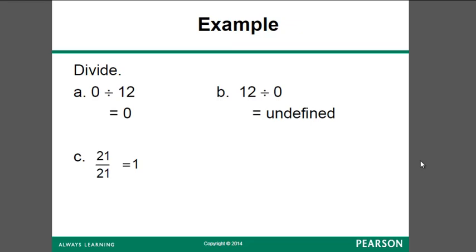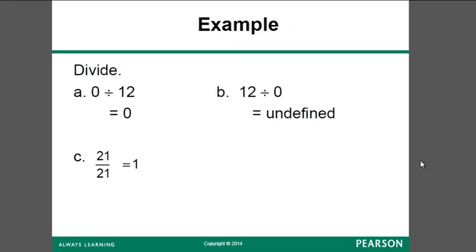Part C says 21 divided by 21. This is where, again, I have $21 and I have 21 bills. So how much do I pay to each bill if I want to pay them equally? I pay $1 to each bill.